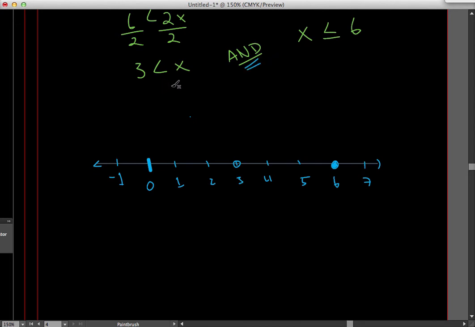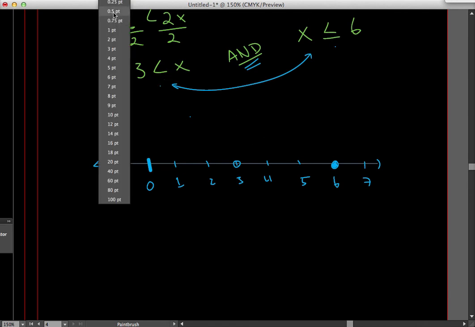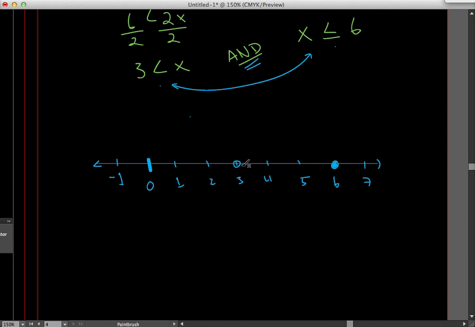We want to know where this and this overlap, which is between this 3 and the 6, but including the 6 because of this or equals sign, and not including the 3 because of this less than sign. So what we're going to do is fill in this area between the 3 and the 6, and there we are. We have our graph of our inequality.